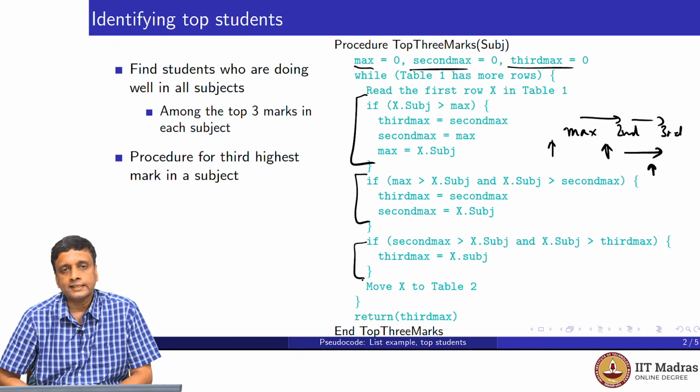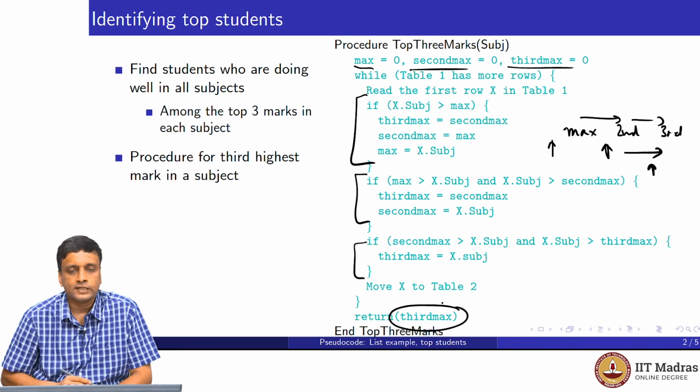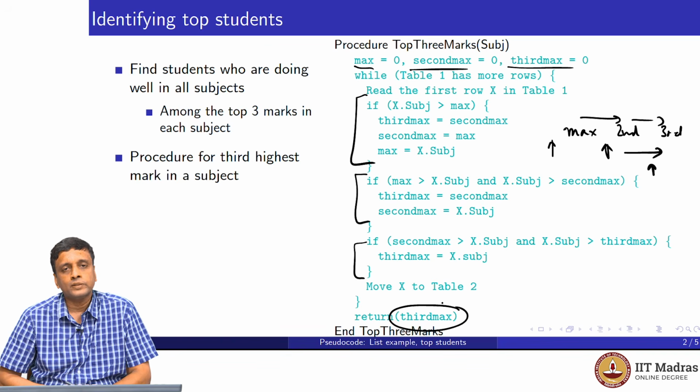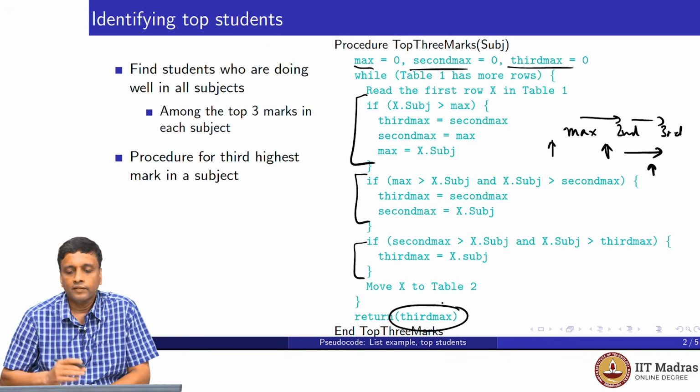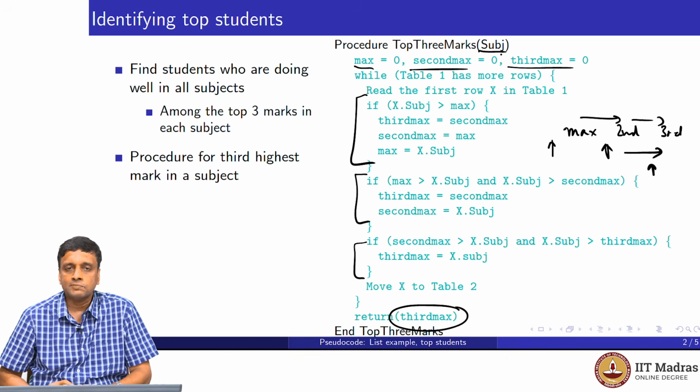So what this does is it calculates the third highest, second highest and highest marks in each subject, and finally it returns what we are really interested in, this cutoff. It returns a single value, which is the third highest mark in that subject, and this is parameterized by the subject name. So if we call it with physics, we get the physics marks, call it with mathematics, we get the mathematics marks, and so on.